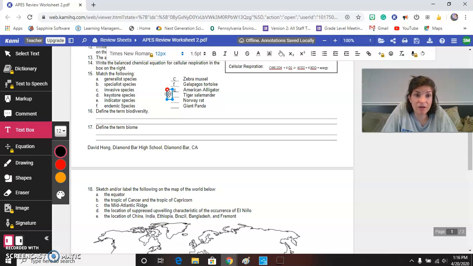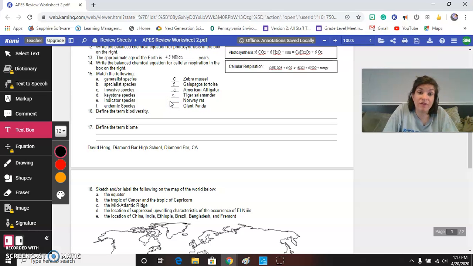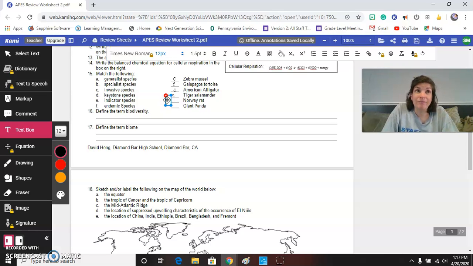Tiger salamander. That's going to be your indicator. Remember, if you're not sure, most amphibians are going to be your indicator species because they spend half of their time in water, half of their time in land. A lot of amphibians can take in air through their skin, which will affect them. So, all right. Norway rat, that's going to be a generalist. It don't care.